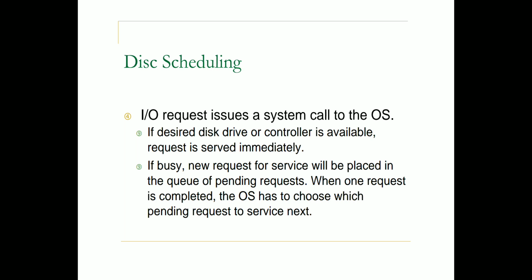If it is busy, the new request for service will be placed in the queue of pending requests. When one request is completed, the operating system has to choose which pending request to service next. So the mechanism is clear. Whenever a request comes, if the disk drive or controller is available, the request is served immediately. If they are busy, the new request is placed in the queue of pending requests. This is the overall scenario of disk scheduling.